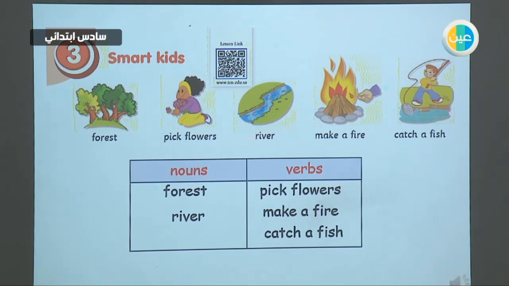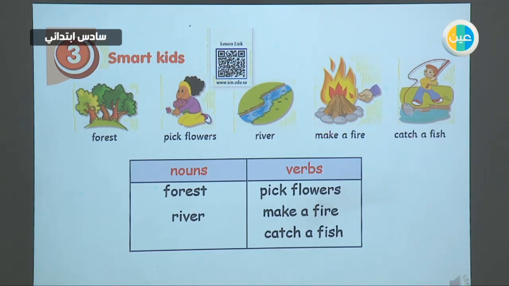River. I or she or they or we swam in the river. Make a fire. Let's change the verb into the past. My father made a fire. My father made a fire when we were on a picnic. My father made a fire.